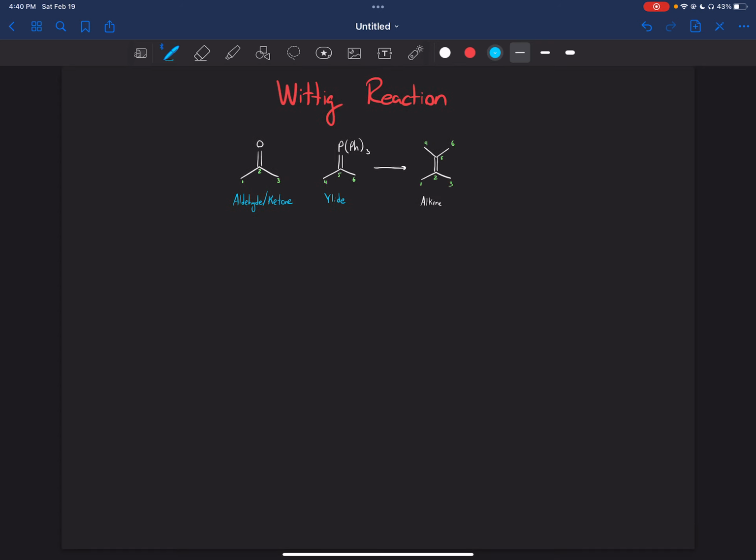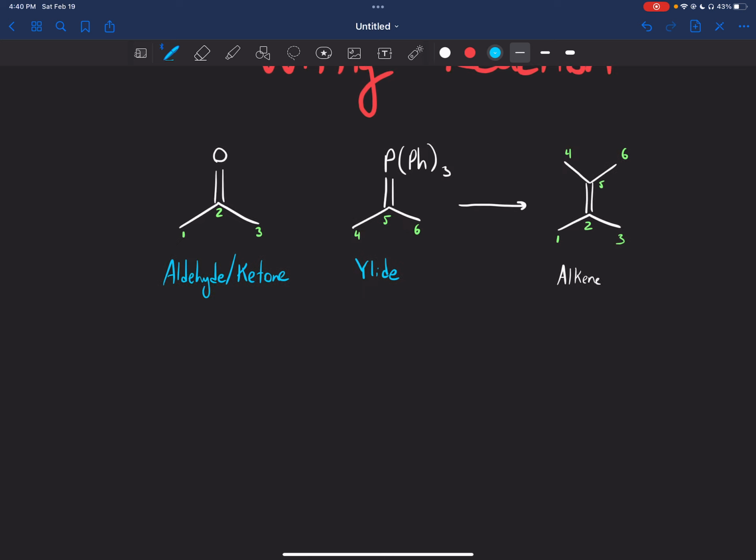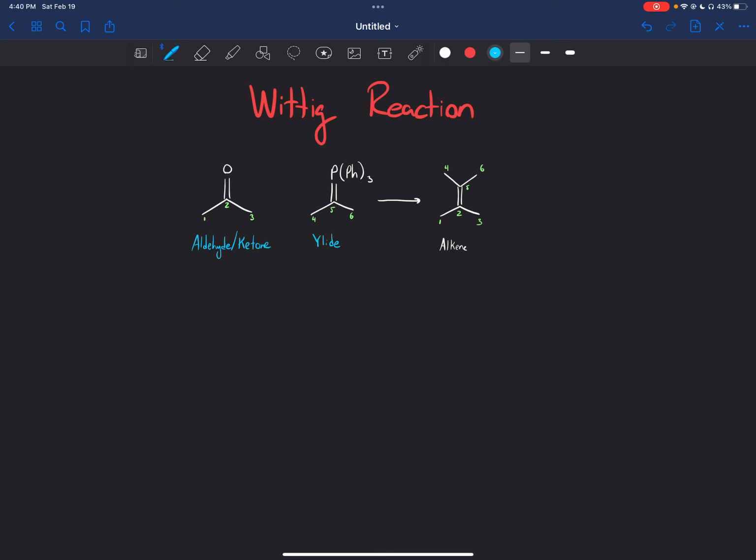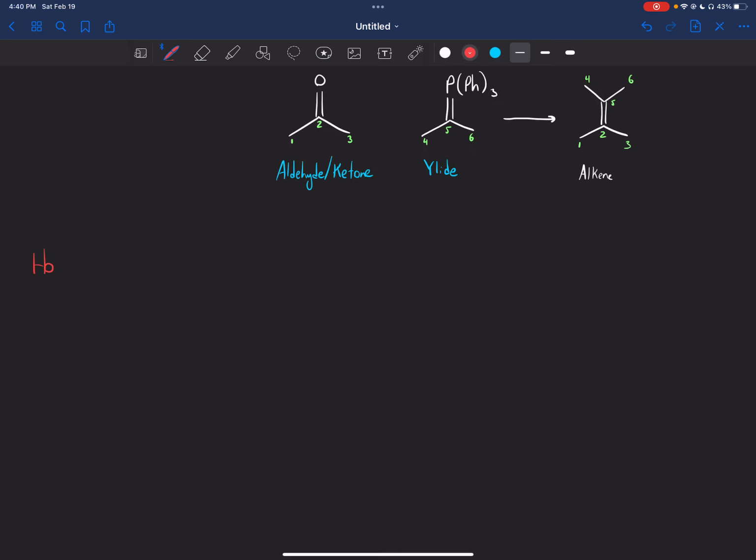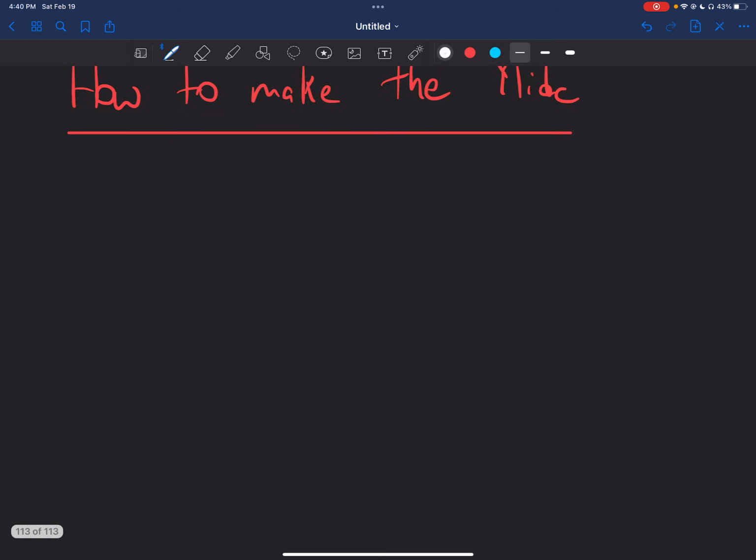Now, there are multiple versions of the Wittig reaction. First off, let's figure out how to actually make this ylide. So, how to make the ylide. You start out with a phosphorus connected to 3 phenyls. You can just write it out like this, so you don't have to write out 3 benzenes.